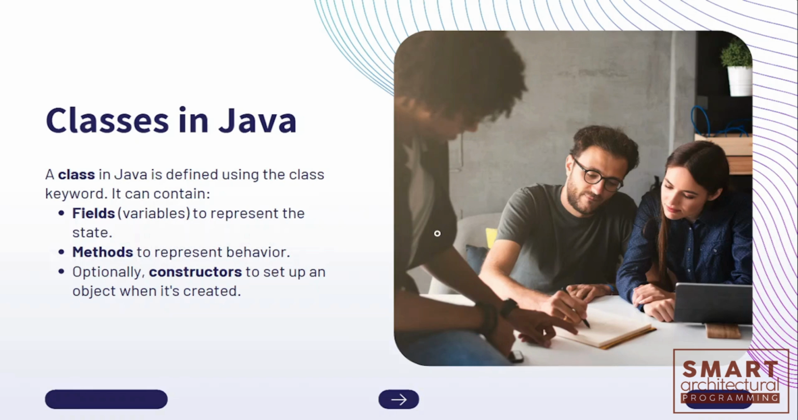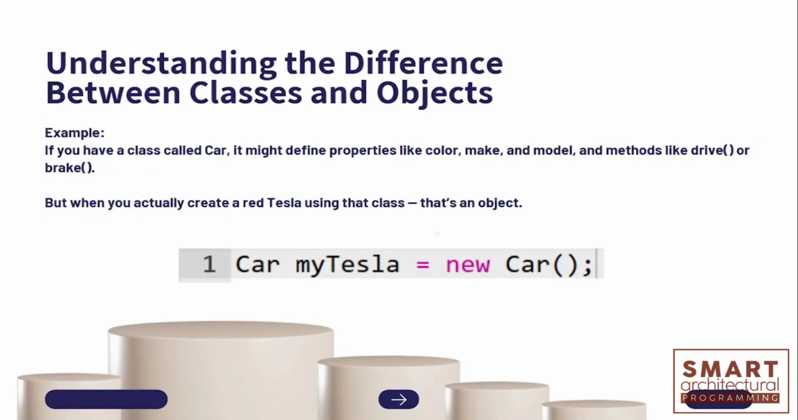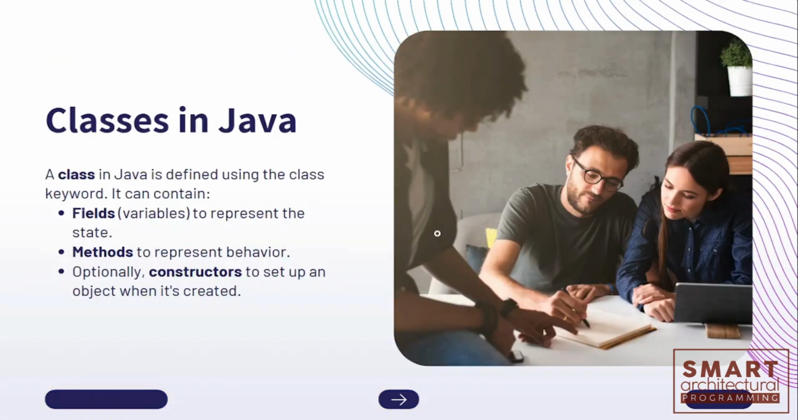A class in Java is defined using the class keyword. If we go back here, you'll notice we haven't done that before. Generally speaking, we write the class keyword to define a class in Java. It contains fields, as you can see here, which are variables that represent the different states of the data within the class. And then we have methods, which are different behaviors or logic baked into that class. Optionally, you can create constructors to set up an object when it's created.